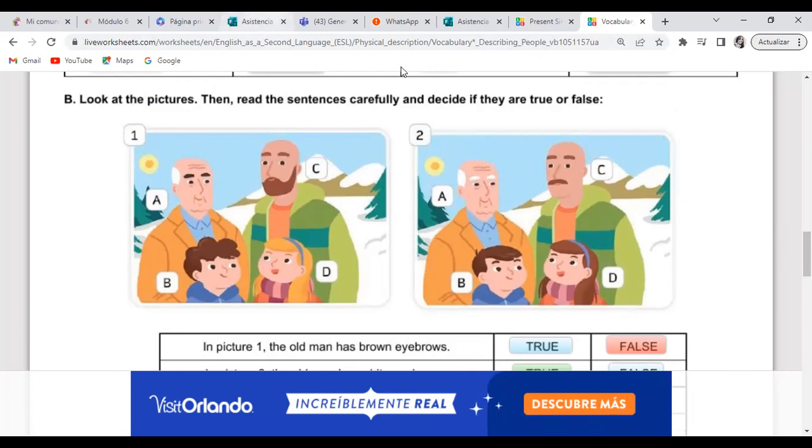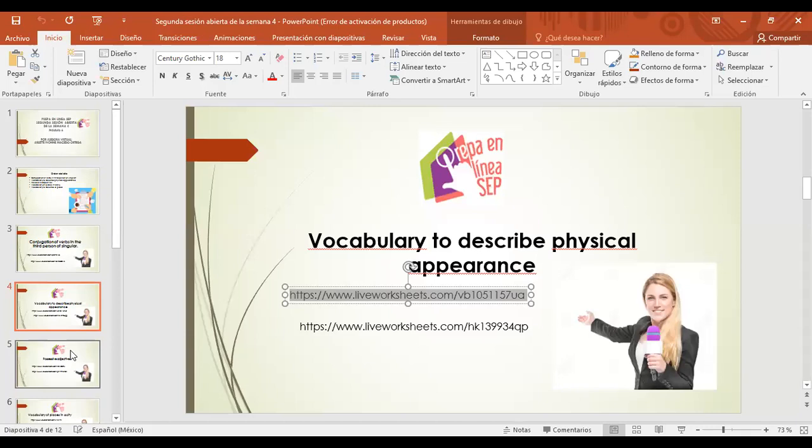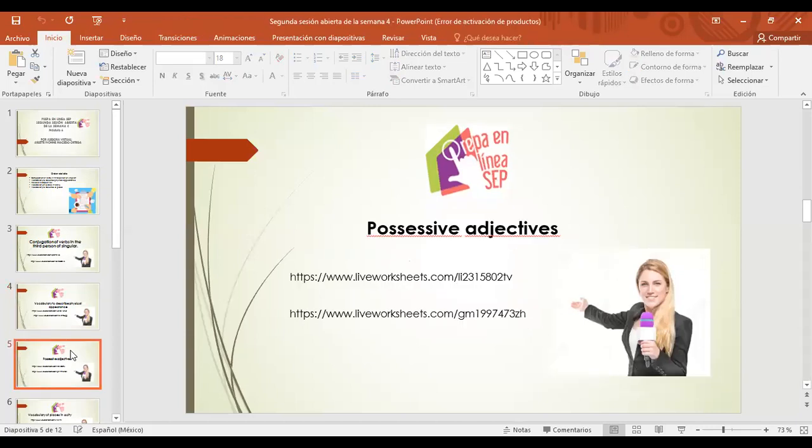Ok, now let's go back. ¿Cuál fue el propósito de este ejercicio? Practicar el vocabulario para describir a personas en términos de apariencia física. Let's see. Tenemos otro ejercicio más, pero por razones de tiempo vamos con el siguiente tema, possessive adjectives.